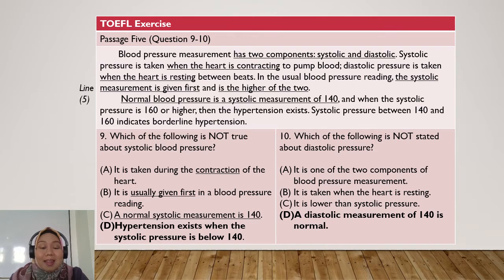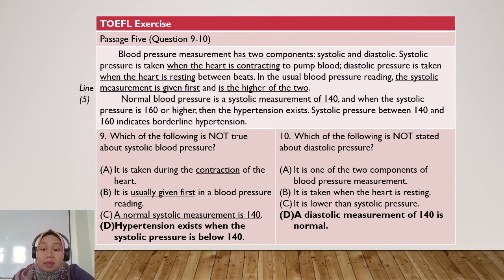For question number 9: which of the following is not true about systolic blood pressure? You will try to read "systolic." It is taken during the contraction of the heart. See here, systolic pressure is taken when the heart is contracting. So this one is true. It is usually given first. The systolic measurement is given first. True. A normal systolic measurement is 140. It is also true. So this one is not true, and the answer is D.